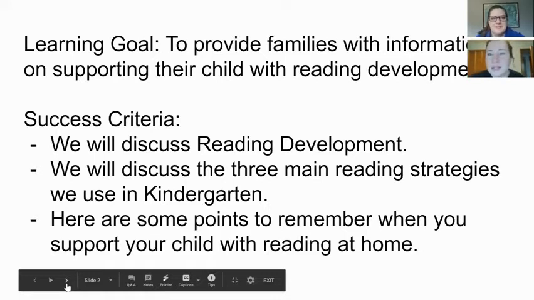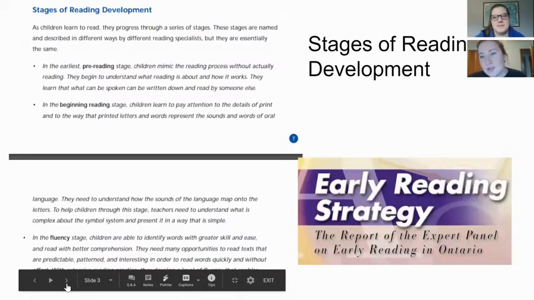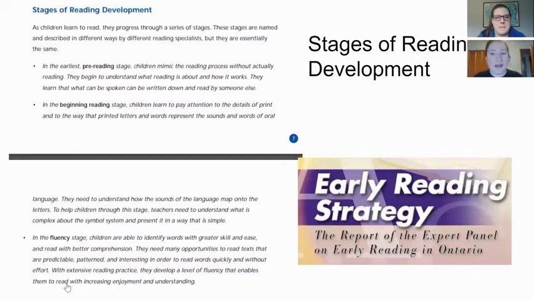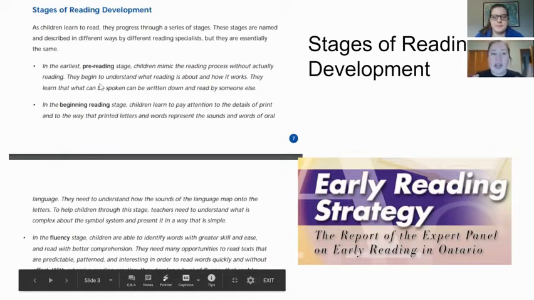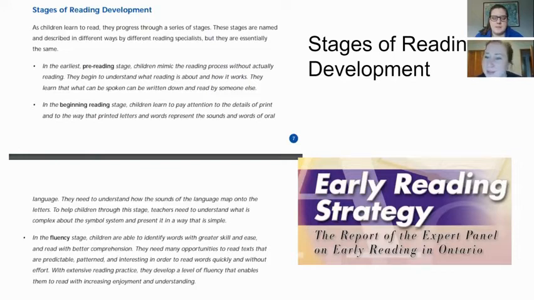Because kindergarten is a 2-year program, there are children who are at many different stages of their reading development, and that is okay. We honor that. The stages are the pre-reading stage, the beginning reading stage, and the fluency stage. The pre-reading stage is when children are mimicking or copying the reading process. They take a book that they've memorized, go through it, and show different reading behaviors. The beginning reading stage is when children start to pay attention to letters and sounds and understand that letters and sounds communicate words.